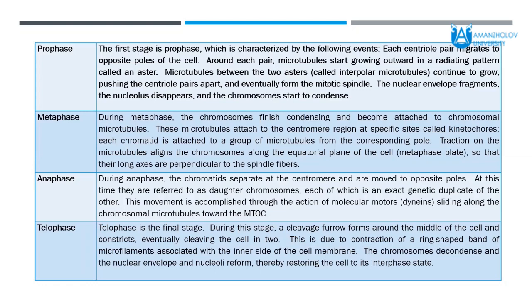Telophase is the final stage. During this stage, a cleavage furrow forms around the middle of the cell and constricts, eventually cleaving the cell in two. This is due to contraction of a ring-shaped band of microfilaments associated with the inner side of the cell membrane. The chromosomes decondense, and the nuclear envelope and nucleolus reform, thereby restoring the cell to its interphase state.